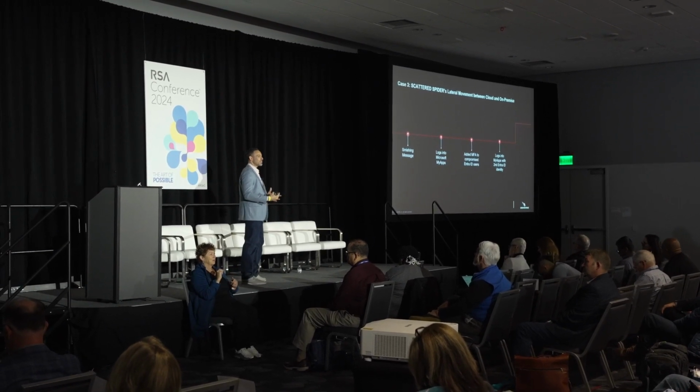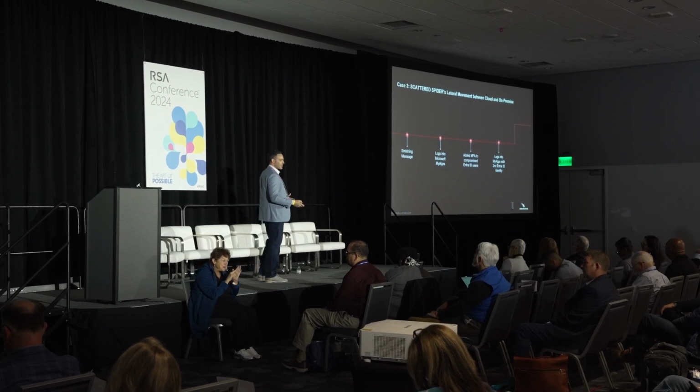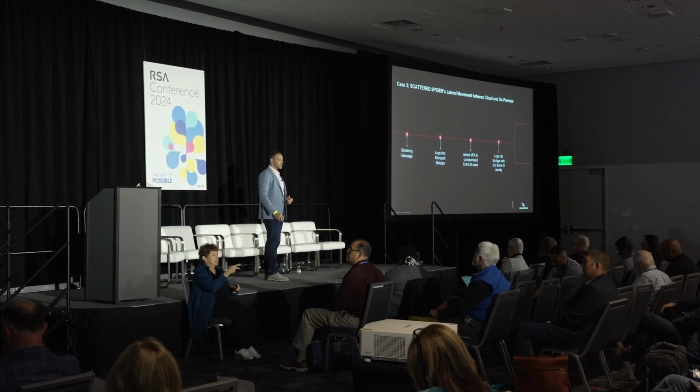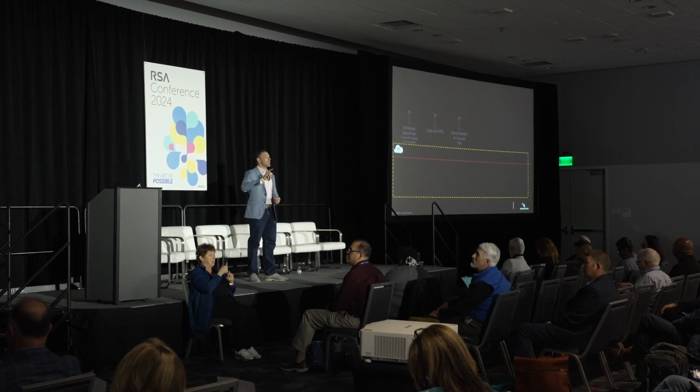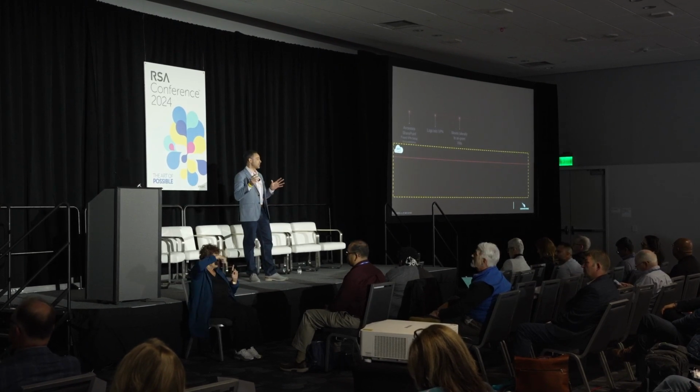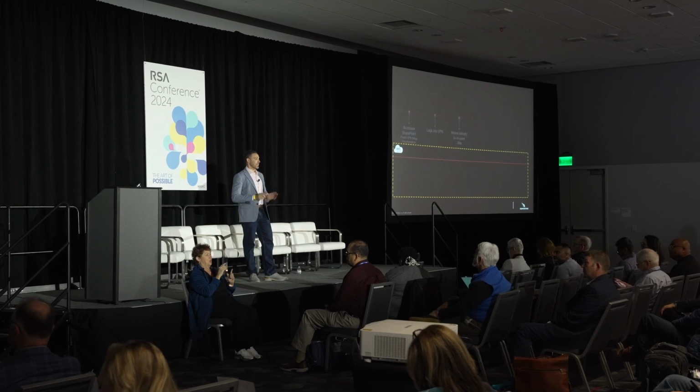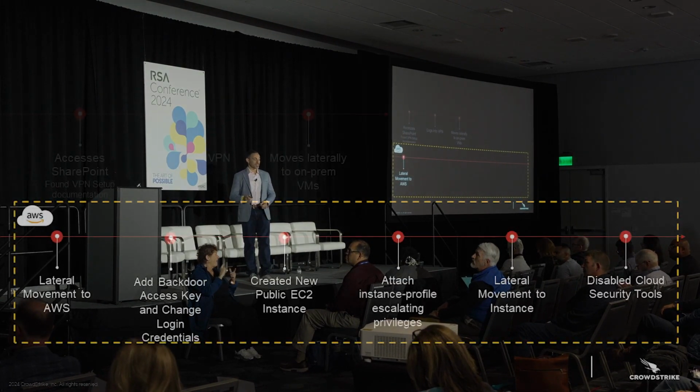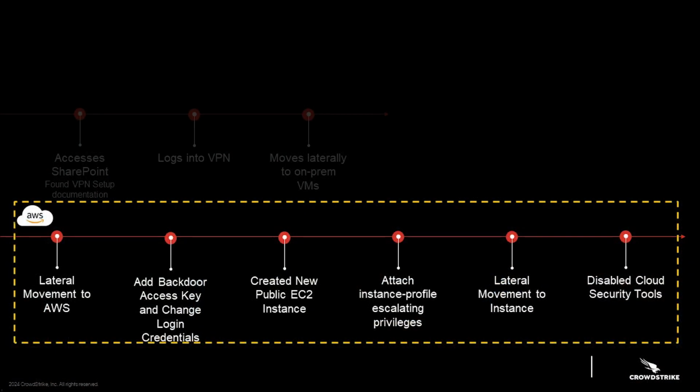Think about the concept of being a little more persistent and saying, you know what, I'm going to jump back onto this environment with a second ID, and I'm going to pivot my way into an AWS environment that was connected to that local service. Once they moved laterally onto that AWS instance, they added a backdoor using an access key exchange. They created a new set of accounts, created a new EC2 instance, escalated their privileges, locked this victim out of their account, and disabled all security tools for the cloud.